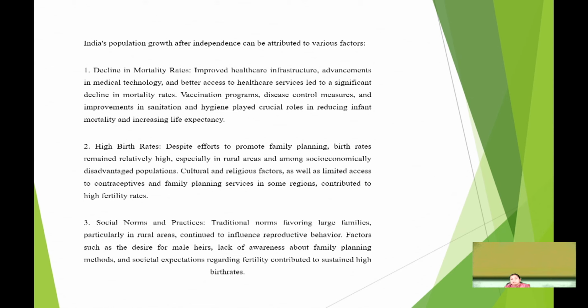High birth rate. Despite efforts to promote family planning, birth rates remain relatively high, especially in rural areas and among socioeconomically disadvantaged sections. Cultural and religious factors, as well as limited access to contraceptives and family planning services, have also contributed to high fertility rate. Social norms and practices. In India, traditional norms favoring large families, particularly in rural areas, continue to influence reproductive behavior. Factors such as desire for male heirs, lack of awareness about family planning methods, and societal expectations regarding fertility contribute to sustained high birth rates.